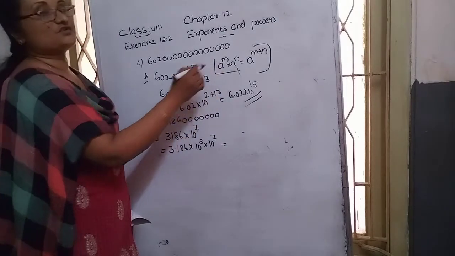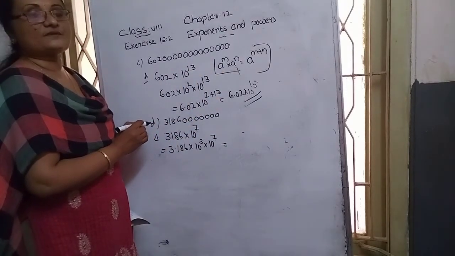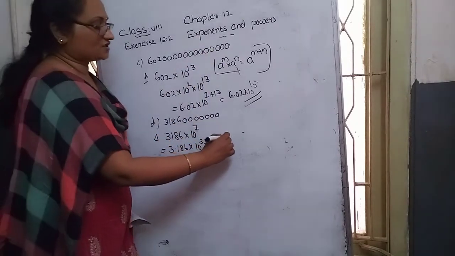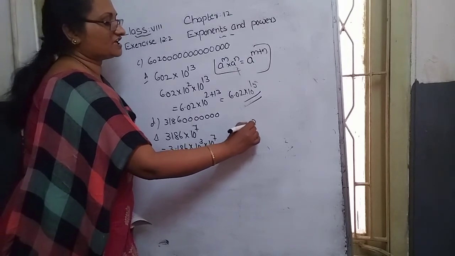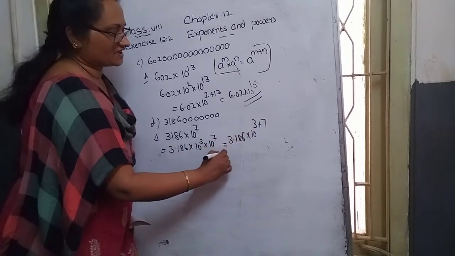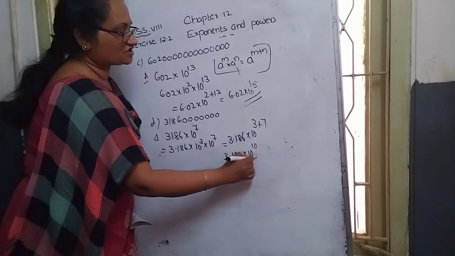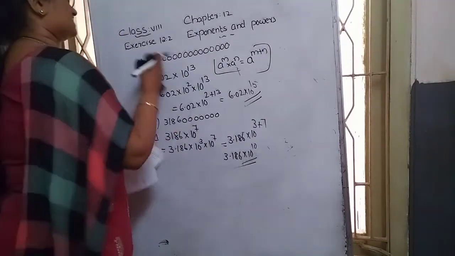This is also in which form? a raised to m into a raised to n. How can we write it? Write the base one time and add the powers. So 3.186 into 10 power 3 plus 7. 3 plus 7 comes to how much? 10. So 10 power 10 is the answer. I hope you can understand this model question.